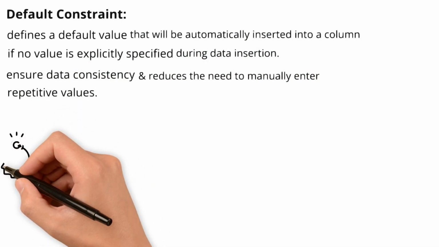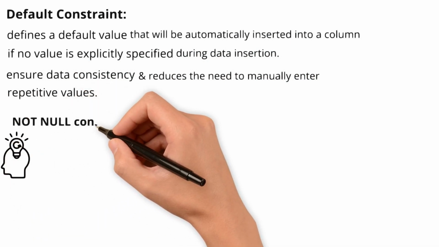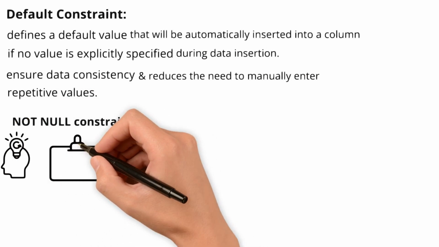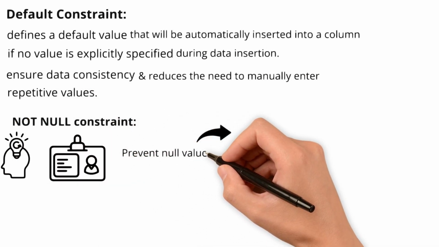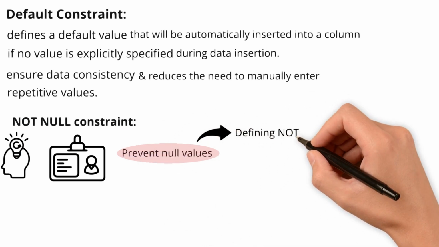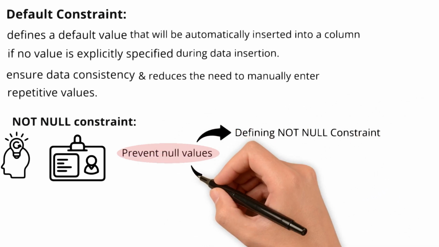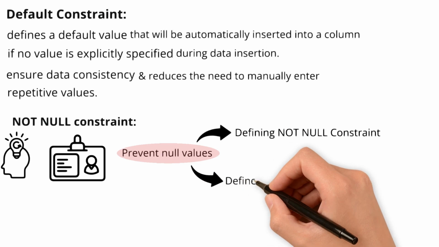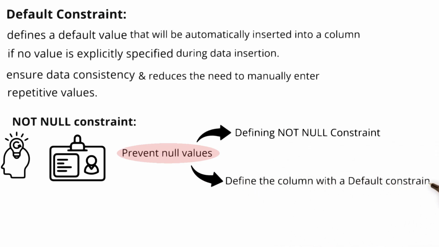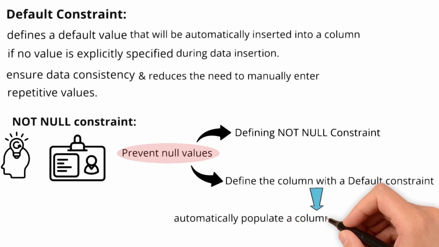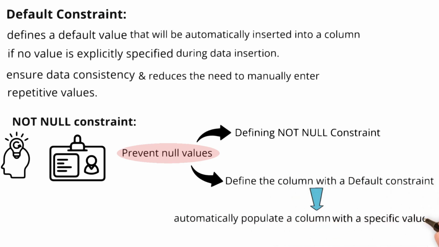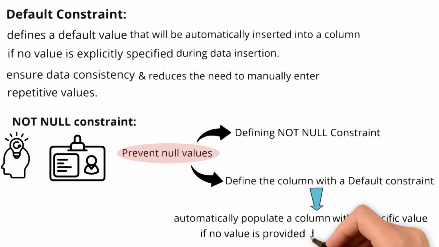If you recollect the example we discussed for the not null constraint, that is missing name on a library card. One way to prevent null values is by defining a not null constraint. And the other way is to define the column with a default constraint, which can be used as well to automatically populate a column with a specific value if no value is provided during data insertion.